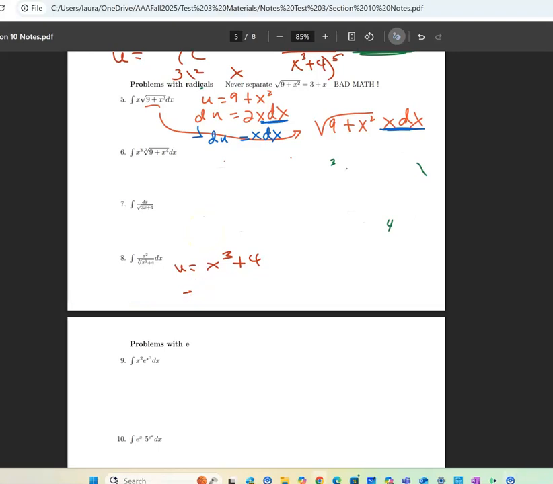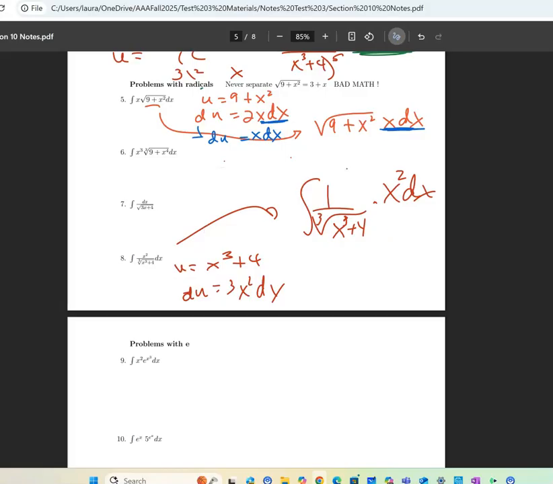Okay, got it back to normal. So let u equal the inside function, and then du would be 3x squared dx. Okay, so let's rewrite this guy. So 1 over the cube root of x cubed plus 4, and then times x squared dx.